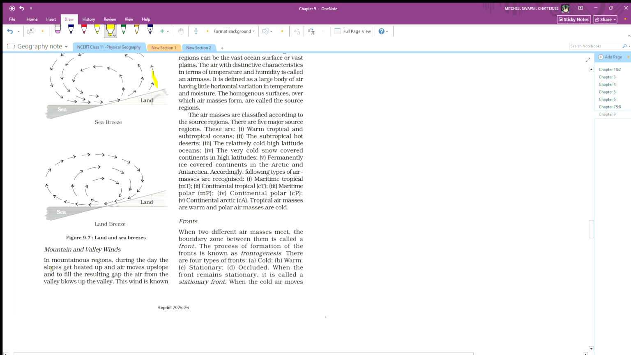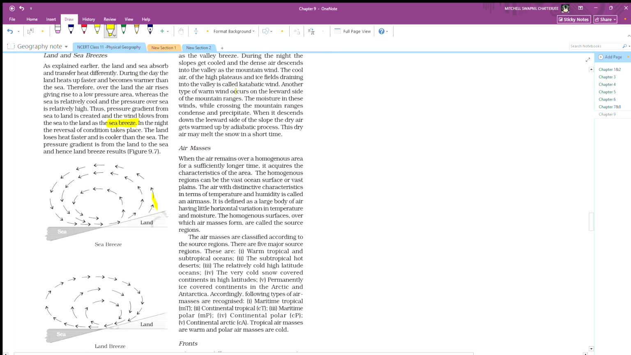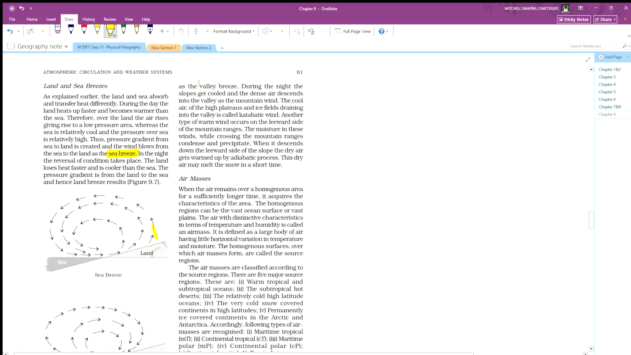Mountain and valley winds. In the mountain region during the day, the slope gets heated up and the air moves up the slope. To fill the resulting gap, the air from the valley blows up. So basically, the air from the valleys goes up toward the mountains, and this wind is known as the valley breeze.